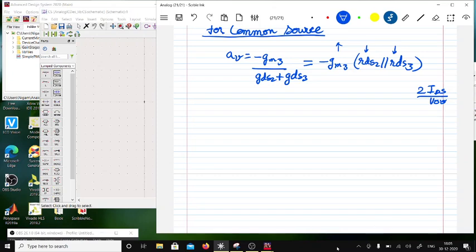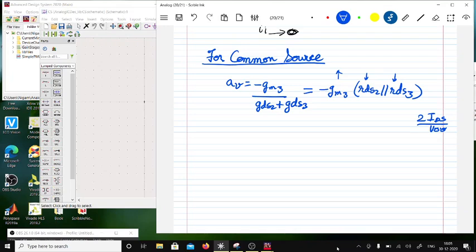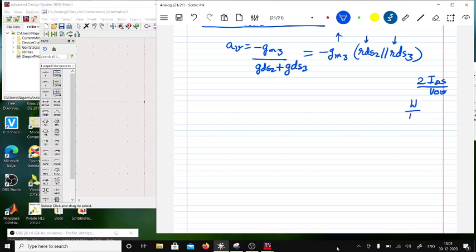So if we have a smaller V overdrive for a given current, what does it mean? The device has to have a very large W by L. That would push the GM up. But then if you want to increase W by L and take GM up, what you should do is take L also up, and W also up, then you will get the voltage gain to be high.